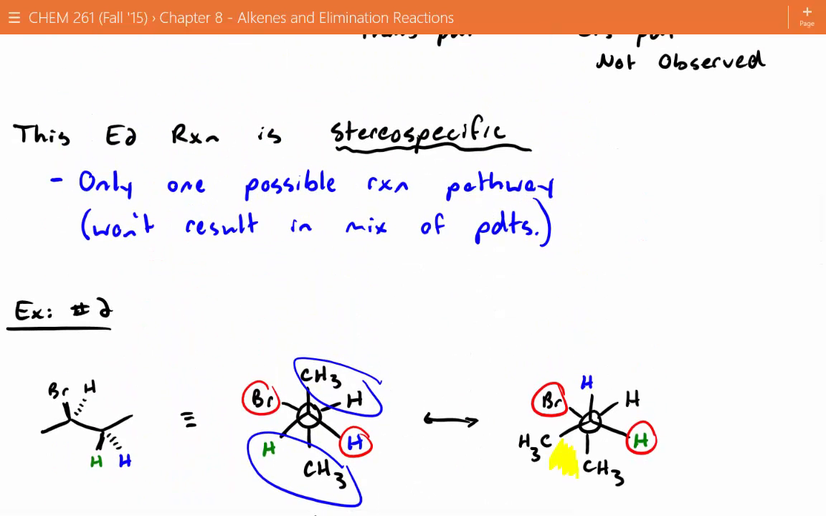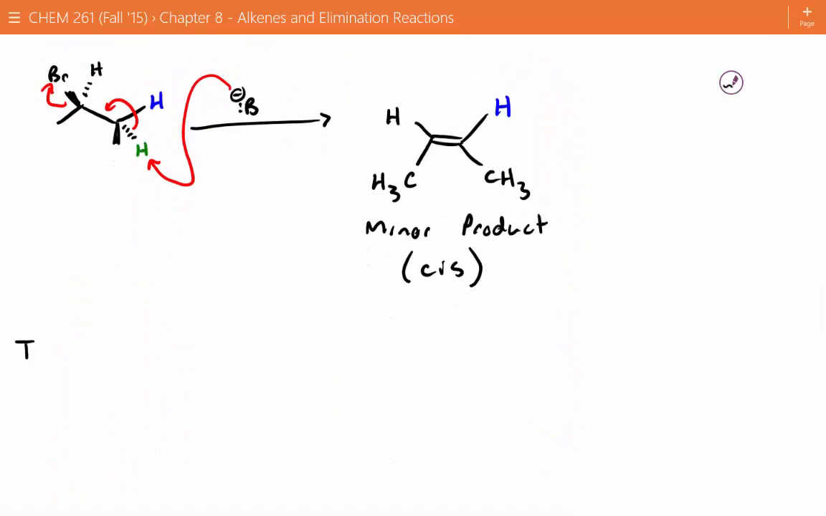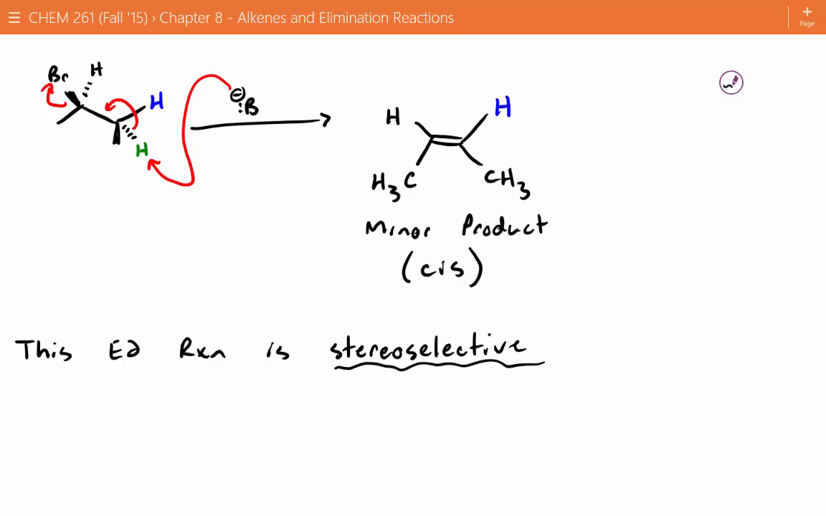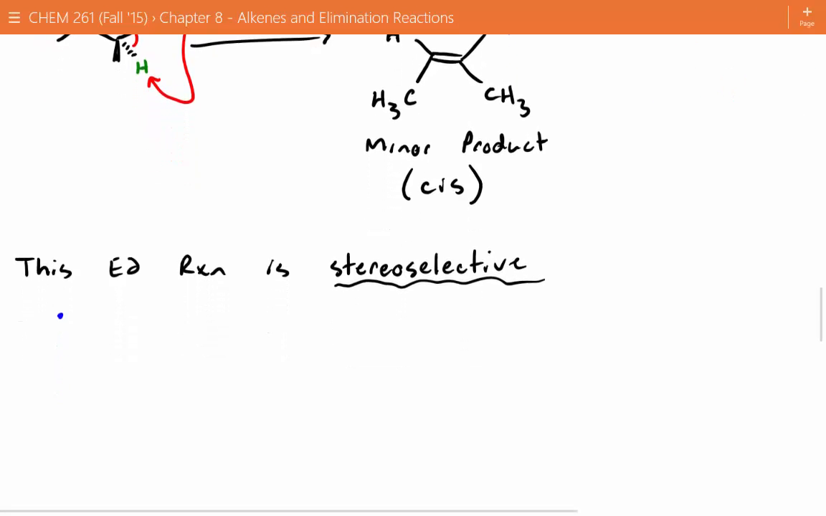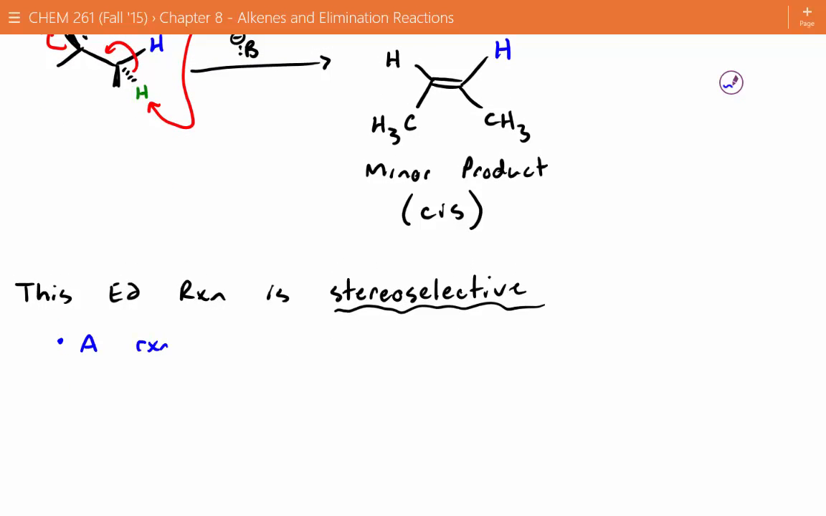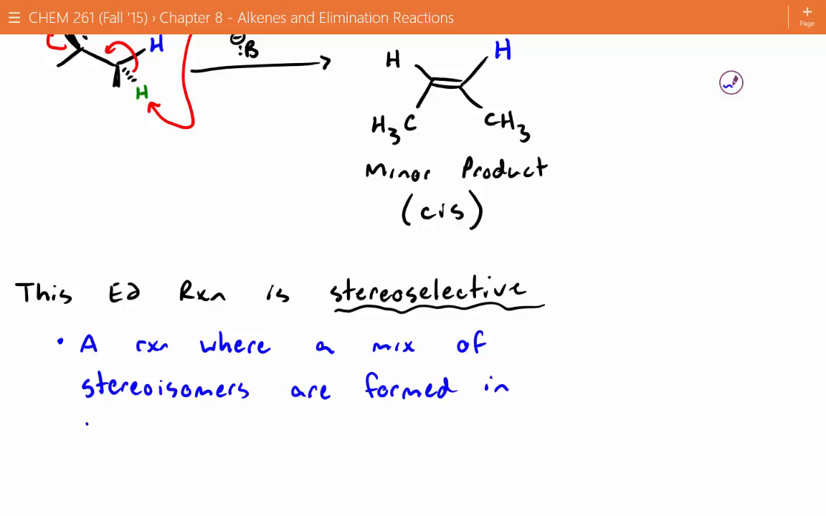So up here we said in this reaction, this E2 reaction is stereospecific because we got one product. This E2 reaction is stereoselective. So first one was specific, second one selective. A stereoselective reaction is a reaction where a mixture of stereoisomers are formed in unequal ratios. Basically, this is a fancy way of saying we get a major contributor versus a minor contributor. We don't just get one product out, we get two products. So we have to be careful with the terminology we use.